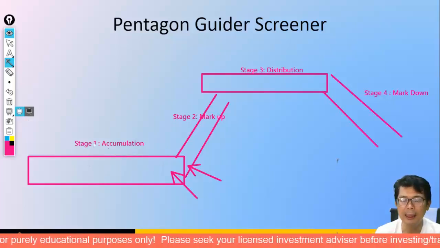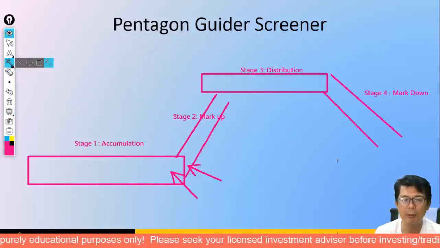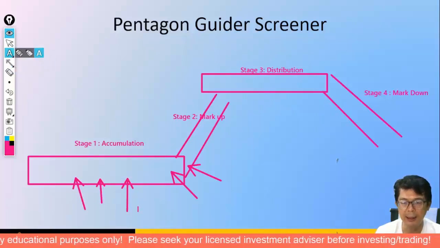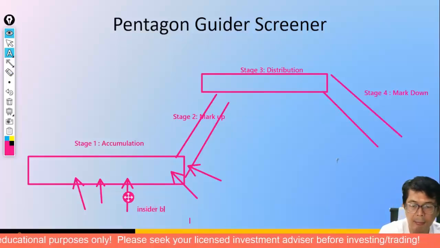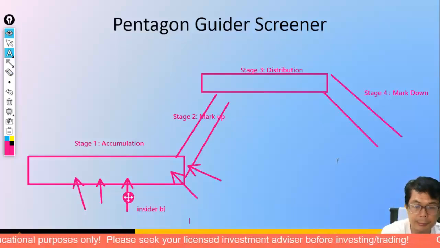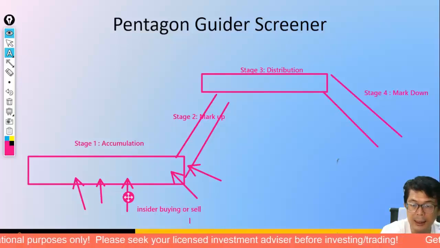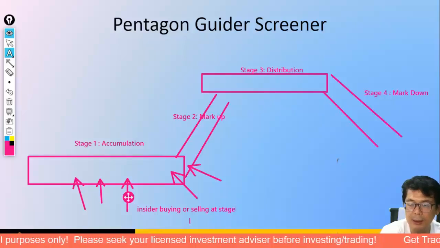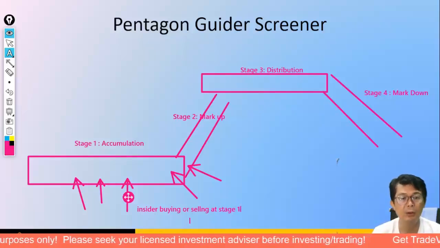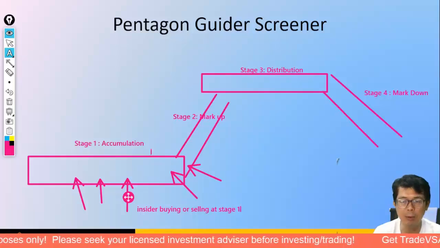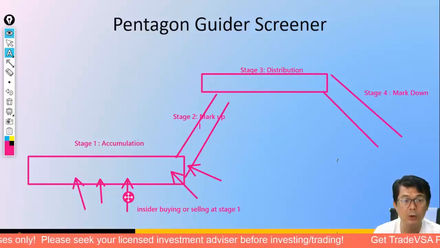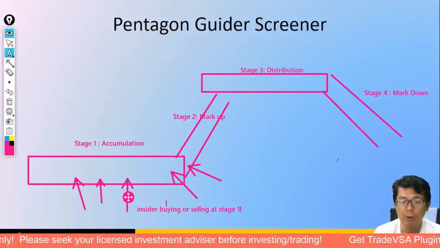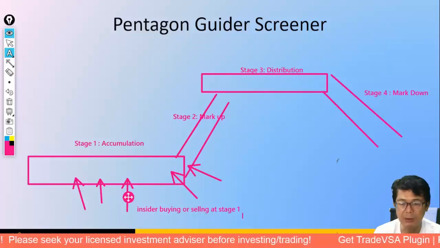So what we're trying to do is find detection of whether there's insider buying here, or selling, at stage 1. That would always be the best. If you can find it in stage 1, just before the market moves to stage 2, that will be great. So this is the premise we are coming from: we want to look for some sort of insider buying at stage 1.